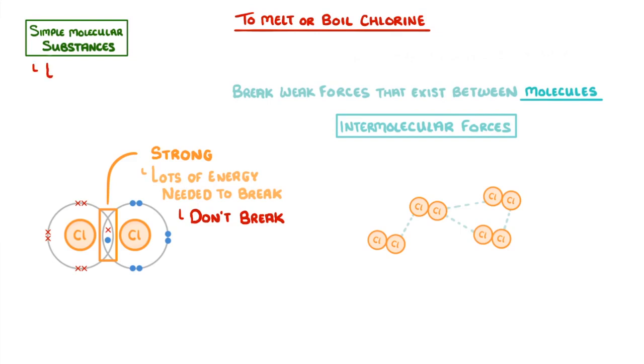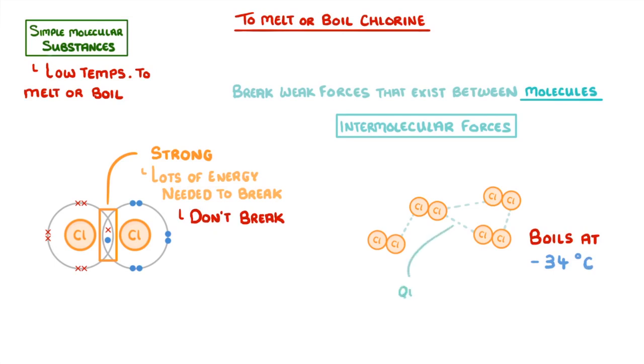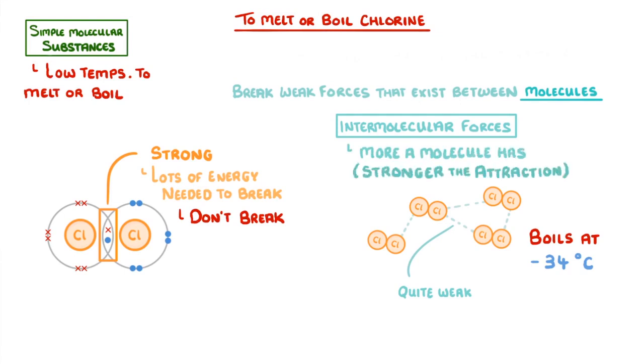Because of this, we only need very low temperatures to melt or boil simple molecular substances. For example, chlorine boils at -34 degrees Celsius. Although these intermolecular forces are individually quite weak, the more of them that a molecule has, the stronger the overall attraction is going to be.